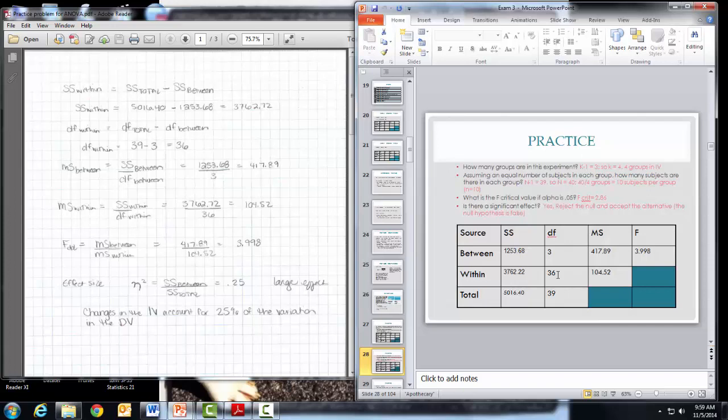So we're going to compare our obtained F, which is 3.998. Is that greater than or equal to 2.86? Yes, it is. So that means it's in our critical region, and because it's in our critical region, we can reject the null and accept the alternative. And of course our alternative is that the null is false. So we know there's some kind of between group differences in this study, but we don't know yet where those group differences lie. Okay?